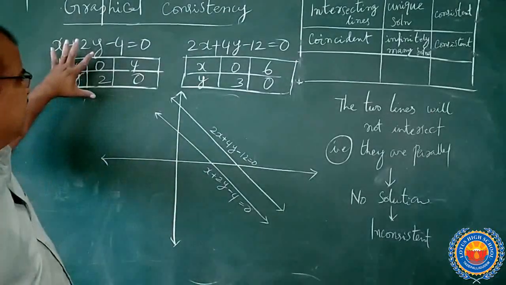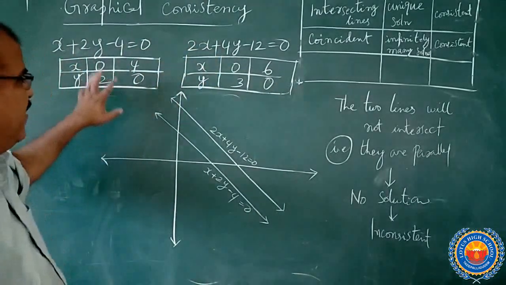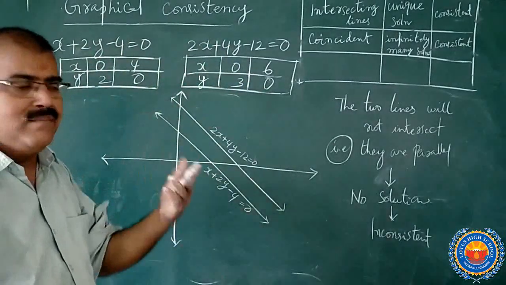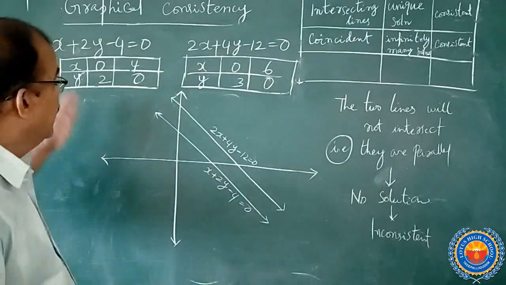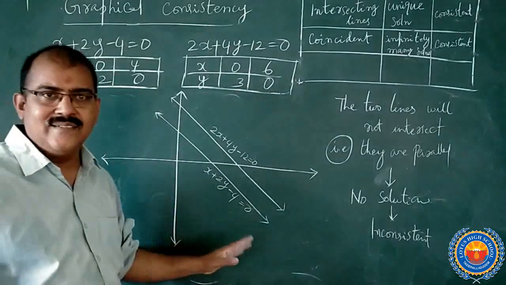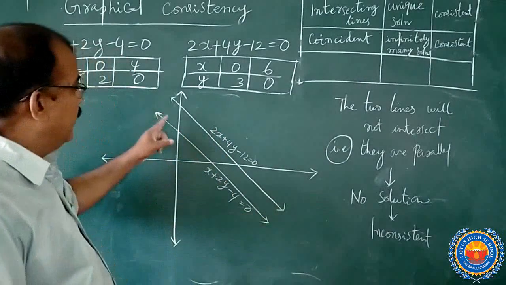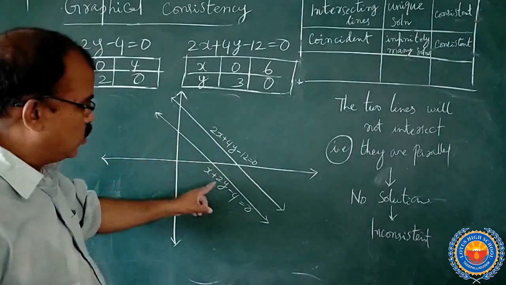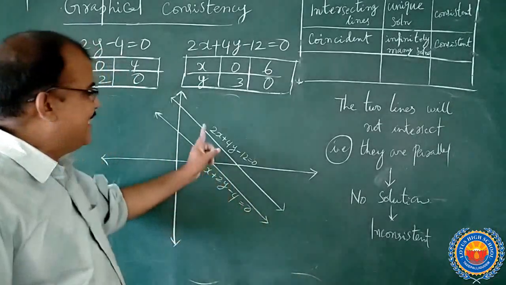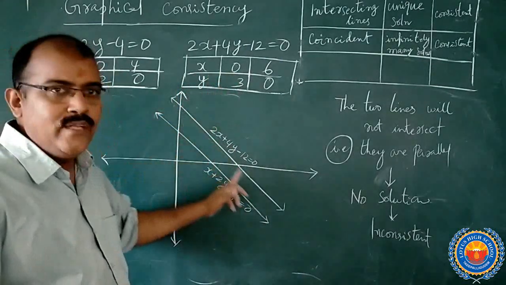Now this is the first equation, this is the second equation. Plot those points. I have taken only 2 here, but if you want, you can take a minimum or maximum of 3 also. Take those points on a graph paper, draw the x-axis and y-axis. The first equation is x plus 2y minus 4, plot the points and join them, you get a straight line. The second equation is 2x plus 4y minus 12, take the points and join them.